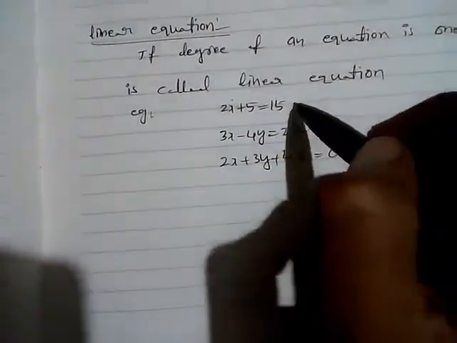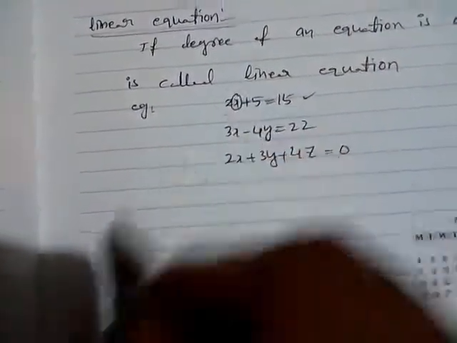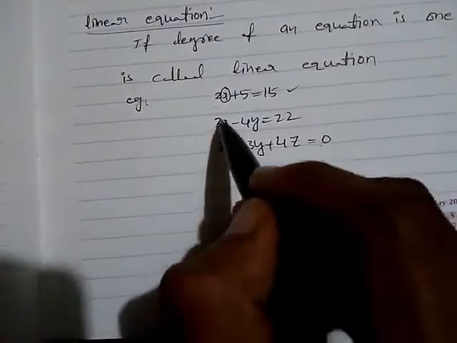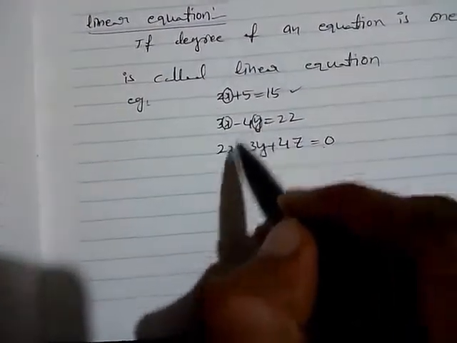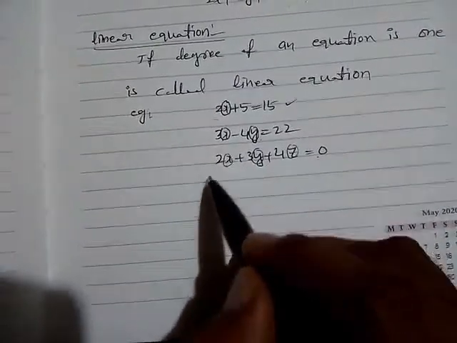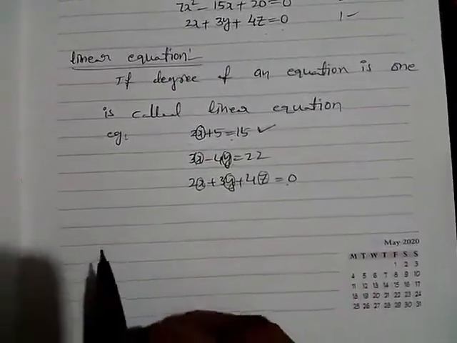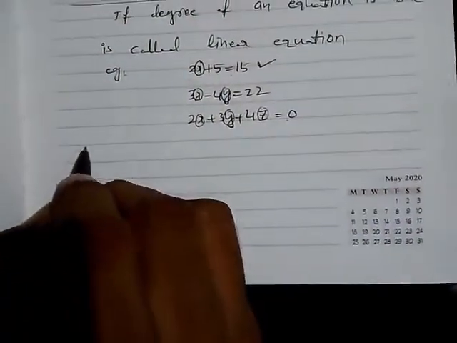Now observe first one. So this is linear equation in one variable. Only one variable is there. Second one also linear equation, but two variables is there. Third one also linear equation, but three variables are there. Okay. So if linear equation having only one variable, then it is called simple equation or linear equation in one variable.